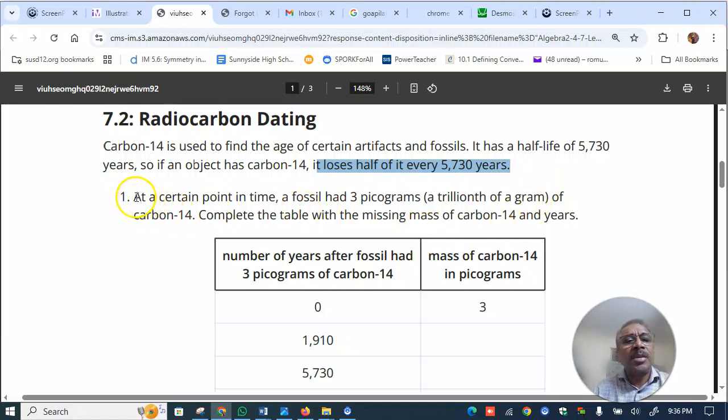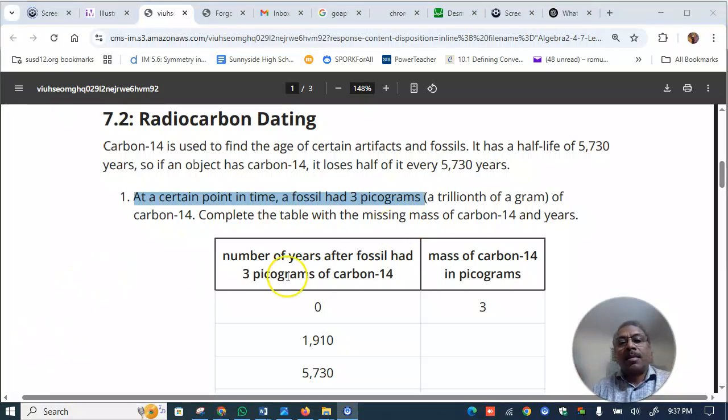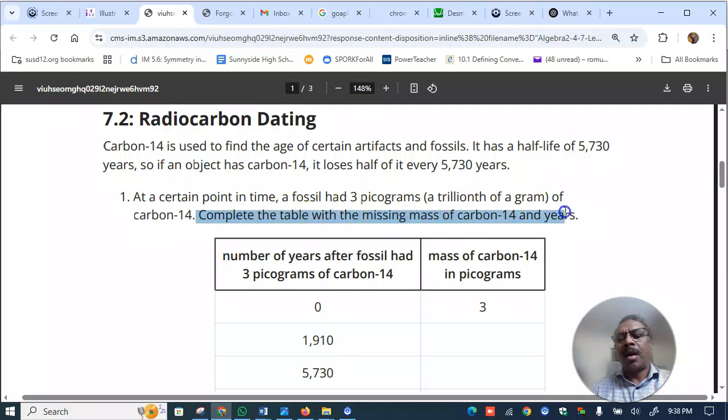Okay, so here's the question. At a certain point in time, a fossil had 3 picograms. Now, what is a picogram? 1 trillionth of a gram. So 1 picogram is 1 trillionth of a gram of carbon 14. Now, remember, carbon 14 is an isotope of carbon. Okay, so the question is to complete the table with the missing carbon 14.